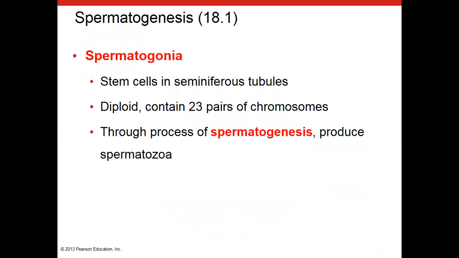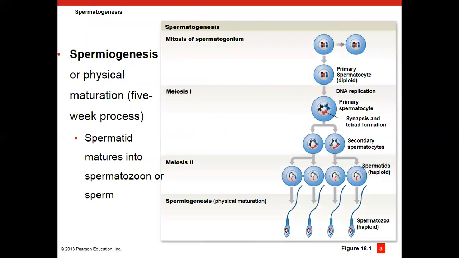Spermatogenesis basically occurs in the seminiferous tubules. There are stem cells called spermatogonia that contain 23 pairs of chromosomes. Through the process of spermatogenesis, these stem cells produce spermatozoa. So let's talk about spermiogenesis as well. Spermiogenesis is the actual physical maturation of a spermatid into a spermatozoan, or a sperm.